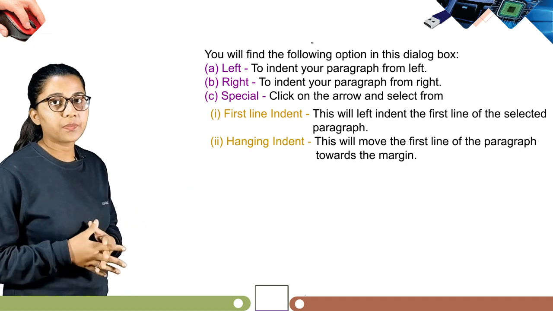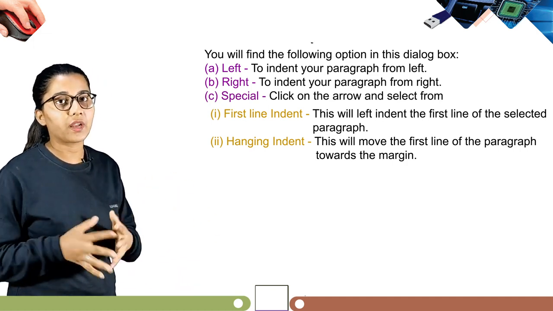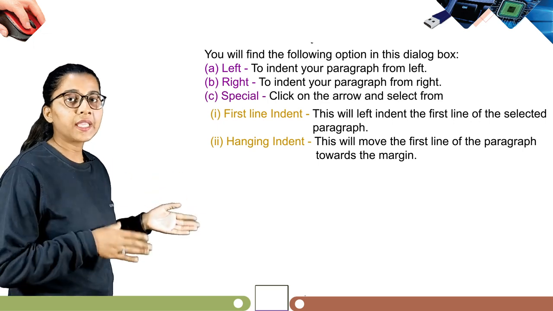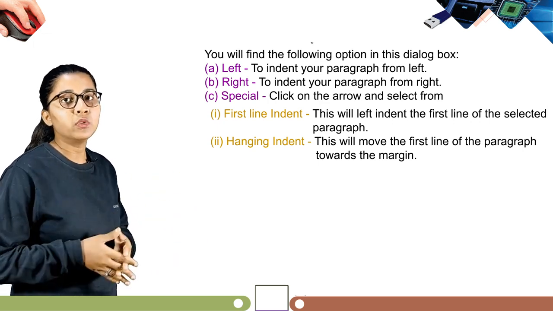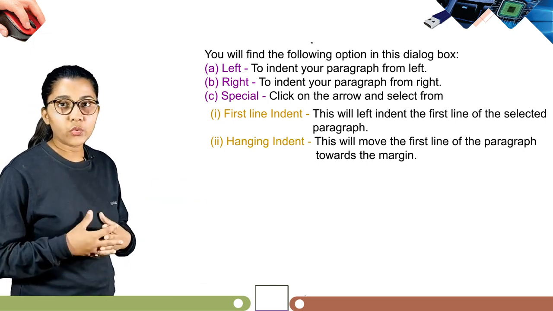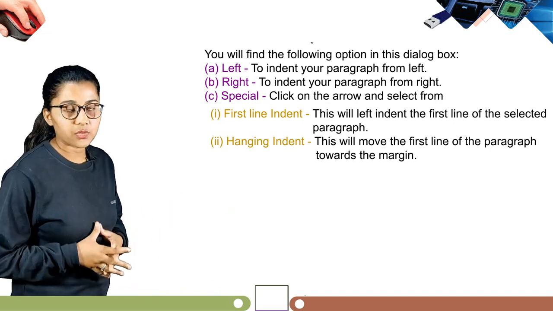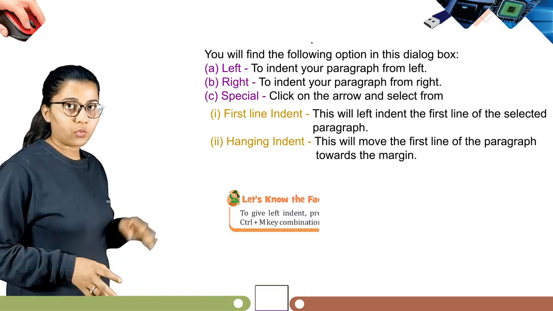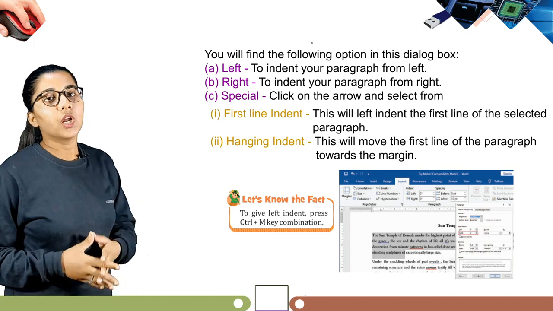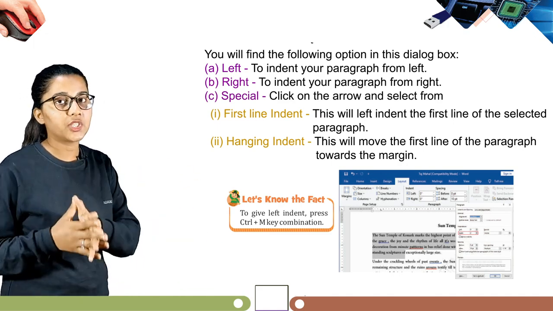First line indent. This will left indent the first line of the selected paragraph. Second, hanging indent. This will move the first line of the paragraph towards the margin. So students, here you can see the interface of MS Word. So students, it's time to know an interesting fact. To give left indent, press Ctrl plus M key combination.